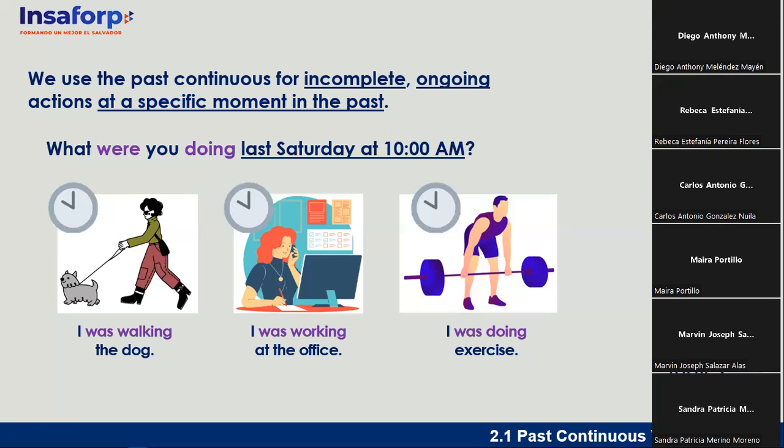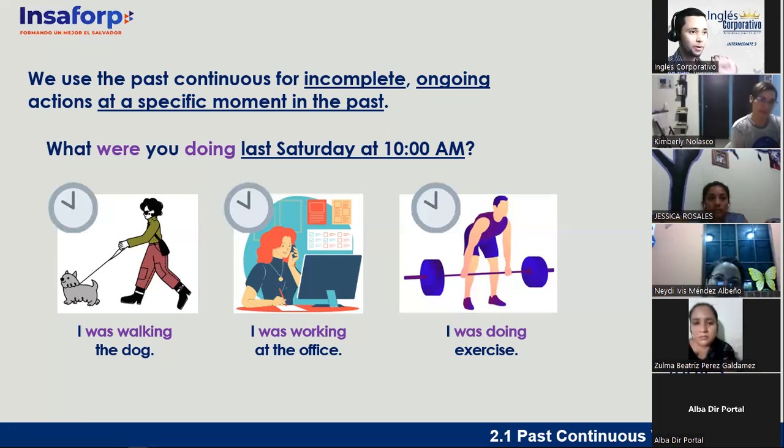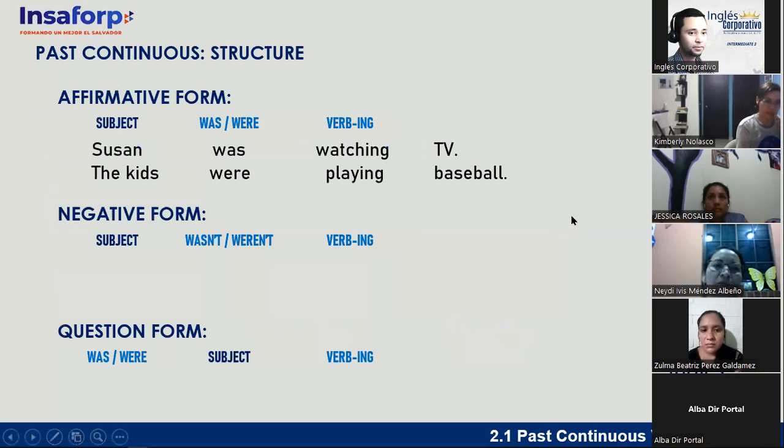So that's the idea. Now, those are actions in progress in the past, in a specific moment in the past. These are not completed actions. The past continuous. This is the structure. For the affirmative form, you use the subject. Then you need to use the auxiliary verb, which in this case is was or were, and then the verb in ing. Remember, you will use was for the subjects I, he, she, and it. And were is for you, we, and they. That's the idea.